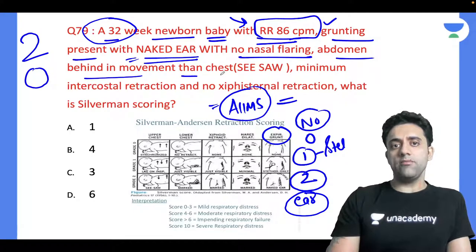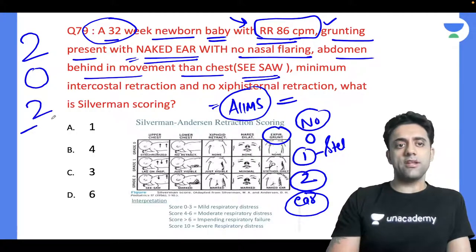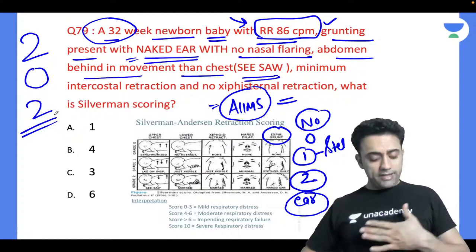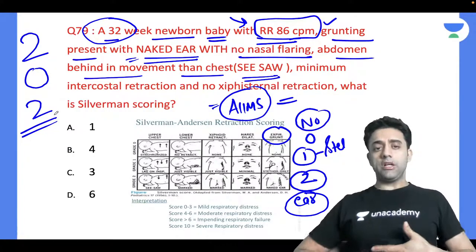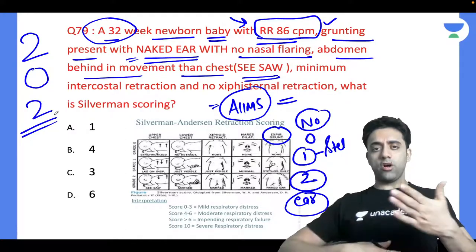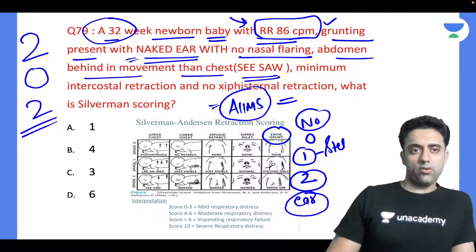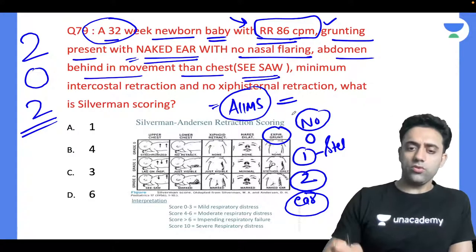Abdomen behind in movement than the chest is known as seesaw respiration. Seesaw respiration is very bad. Normally my thorax and abdomen should move together, up and down. So here, seesaw, abdomen going up and chest going down like that. That is bad too, you should give points. And what else? Minimal intercostal retractions and no xiphoid retraction.